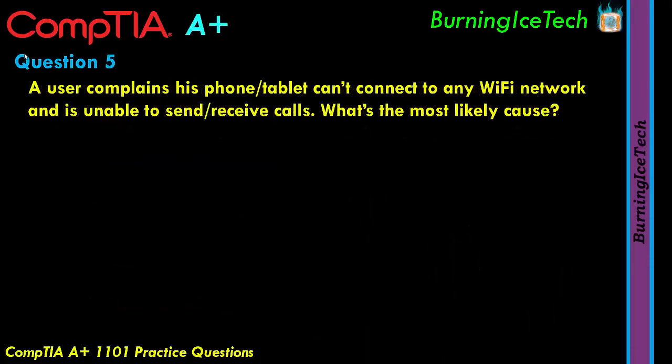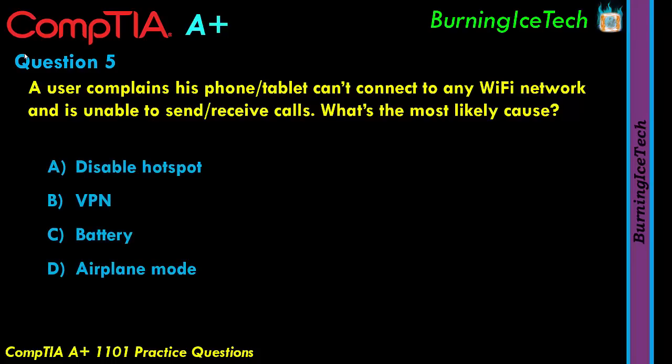A user complains his phone or tablet can't connect to any Wi-Fi network and is unable to send or receive calls. What is the most likely cause for this? All right, so right off the bat, that can mean a lot of things. So let's have a look at the possible answers here. The first one says disable hotspot. All right, so you need to go and disable a hotspot, or it might be a disabled hotspot. No. So the fact that they can't connect to a Wi-Fi has got nothing to do with disabling hotspot.